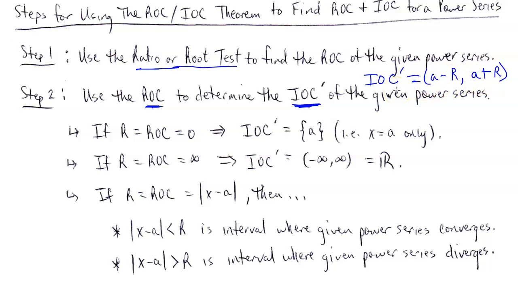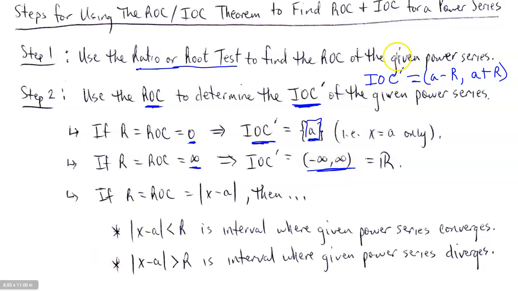And remember, a is the number that the power series is centered about, and r is our radius of convergence, how far we go out in either direction of x equals a. Now, if our ROC, meaning our radius of convergence, is equal to 0, then of course our IOC prime is just going to be one number, a set with one number in it. If our ROC is infinite, then our IOC prime is just going to be all real numbers.